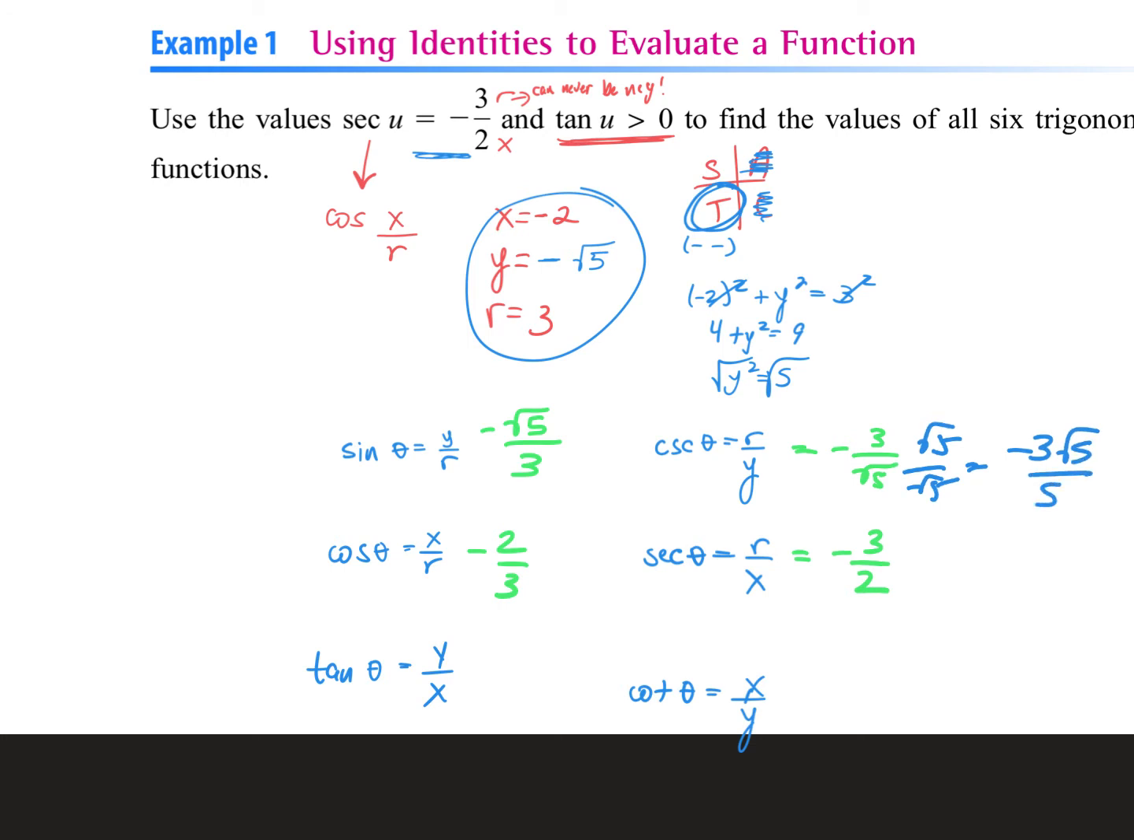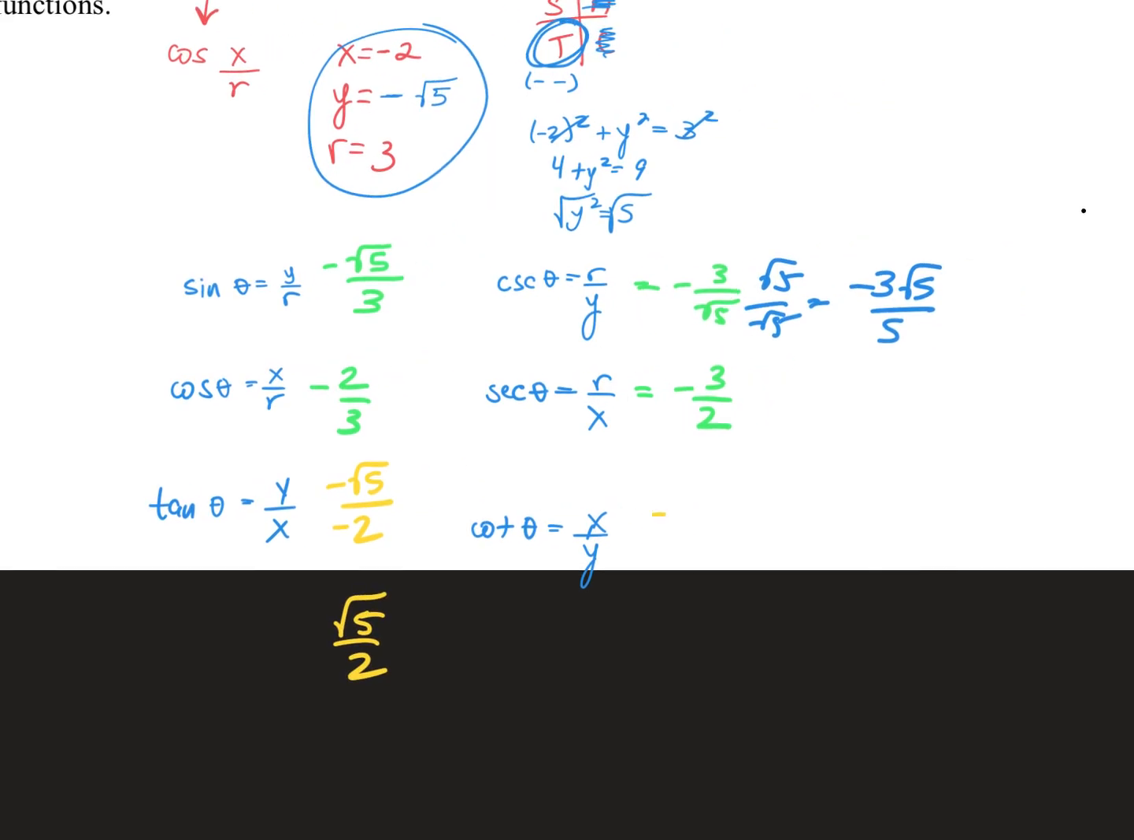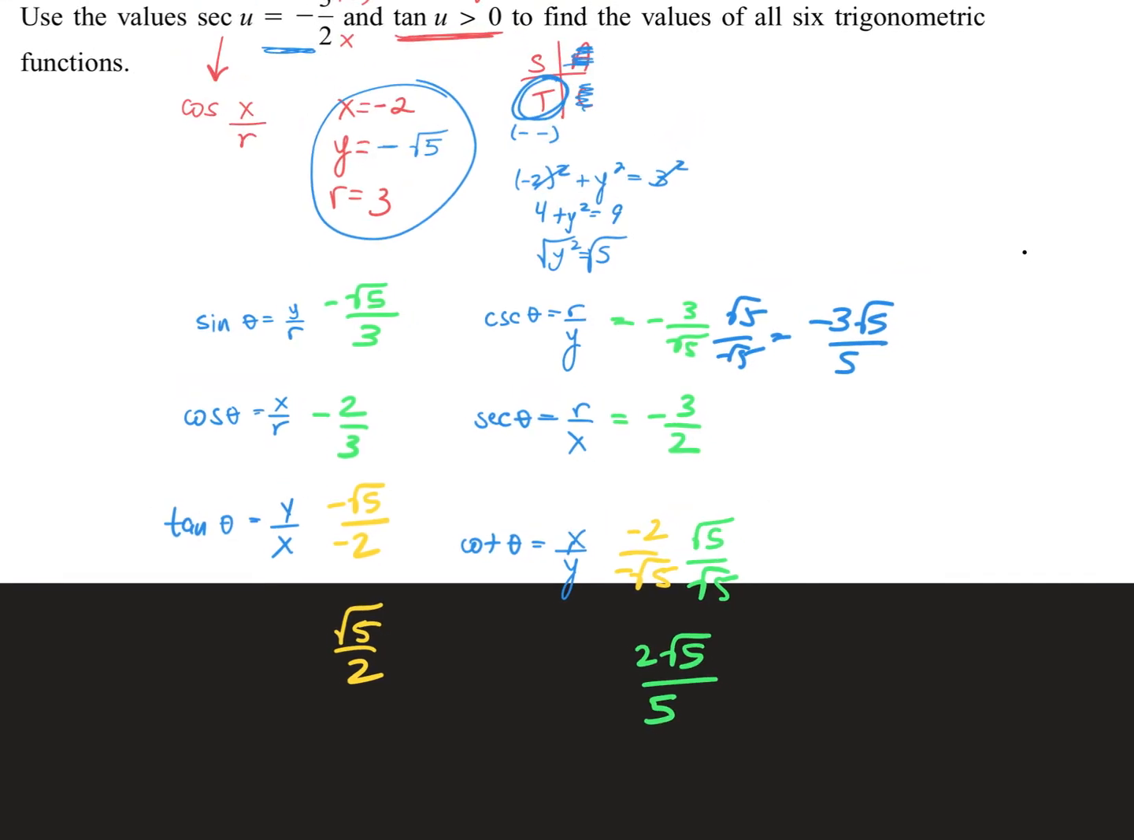Our tangent is going to be y over x. So negative root 5 over what? Negative 2, which just becomes root 5 over 2. Cotangent is going to be negative 2 over negative root 5. Two negatives give you a positive, and then we have to rationalize our denominator. So it's going to be 2 root 5 over 5.